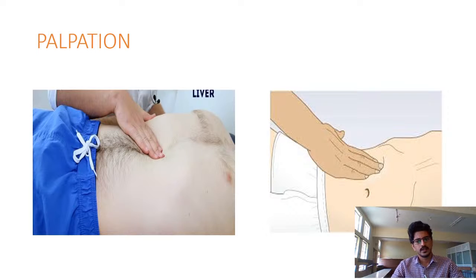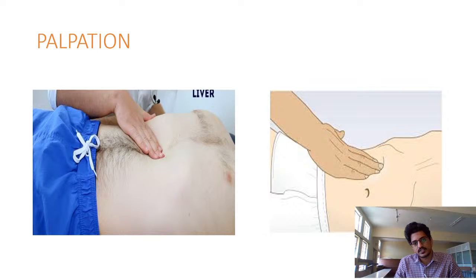So these are the two ways of palpating the liver. Basically, you can take the radial side of your index finger, starting from the right iliac fossa. Ask the patient to take deep breaths in, so that the enlarged liver can touch your radial surface. After exhaling again, if you don't touch, you move forward. So that is the method for palpation of the liver.